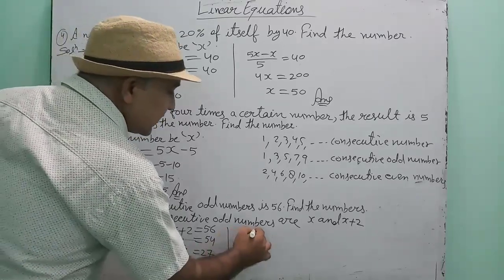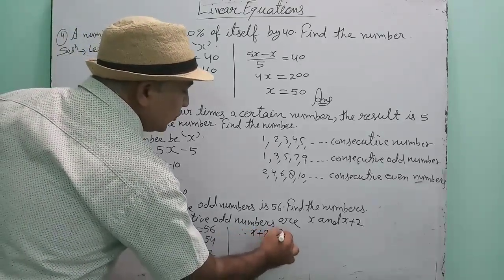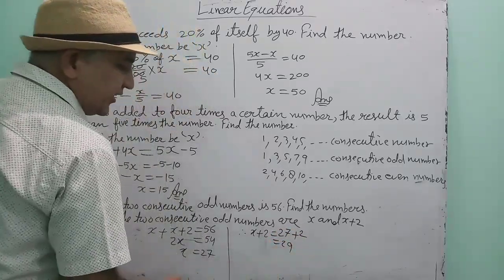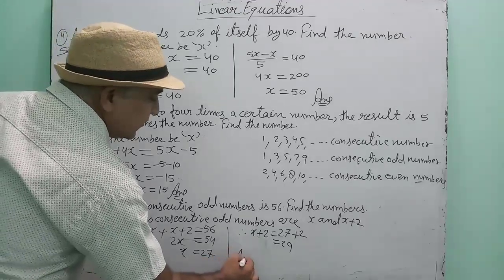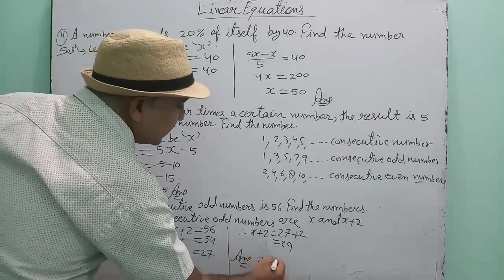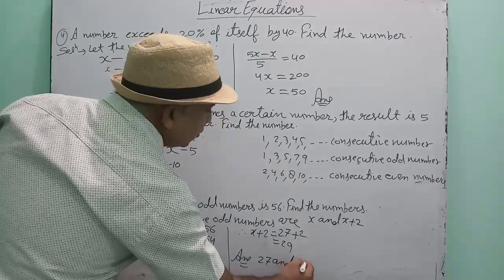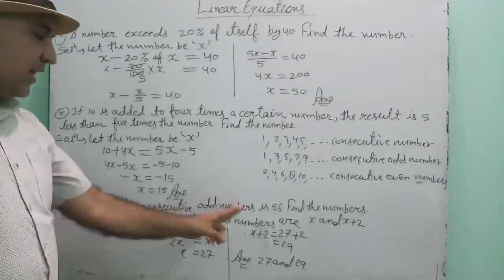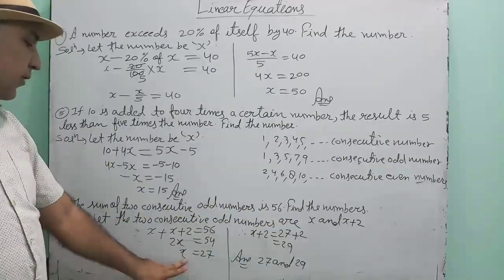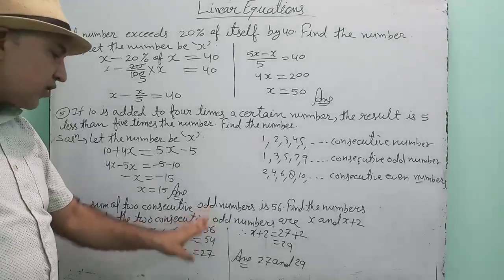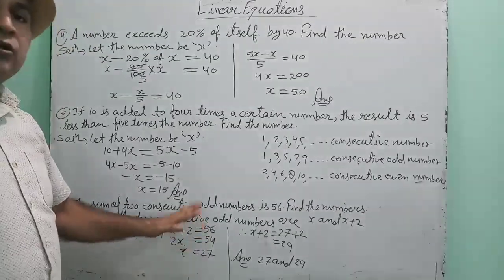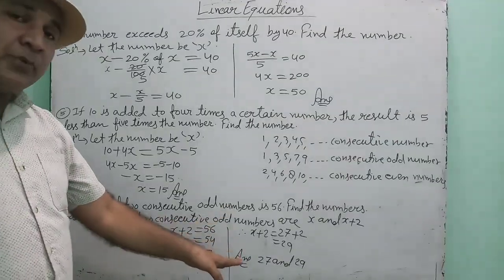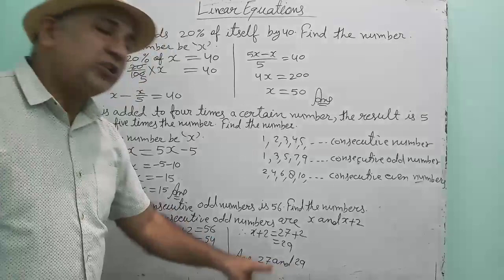First number is x. Second number will be x plus 2. That means 27 plus 2, that means 29. So your answer is 27 and 29. Is this clear? Because there are two numbers, x and x plus 2. If you write your answer till here only, if you solve till here only, then that will be called your half question, half solution. Understood? Must complete it by finding both the values.